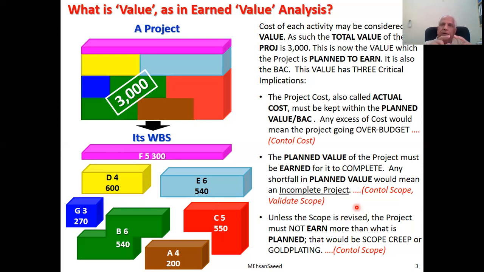So this value of 3,000 could be project cost. We must remain within the project cost, otherwise we'll go over budget. We must achieve 3,000 so that the project is considered complete, and we must not cross 3,000 otherwise, unless the project scope is revised, in which case it would be a case of gold plating or scope creep.